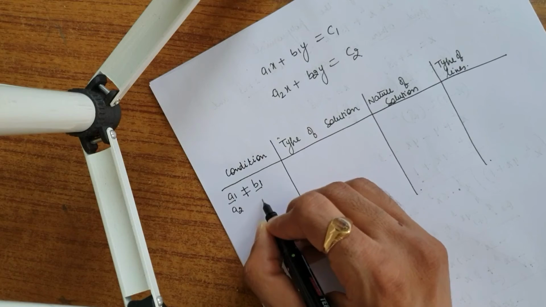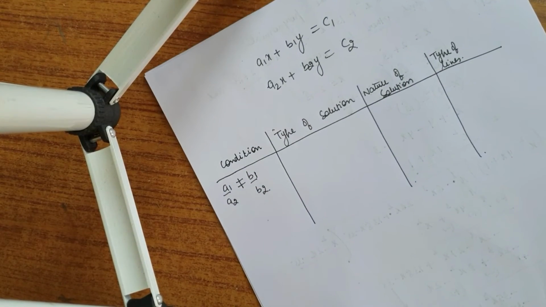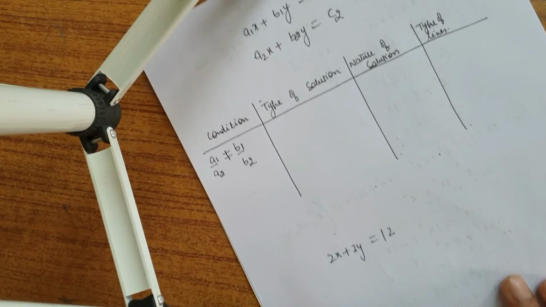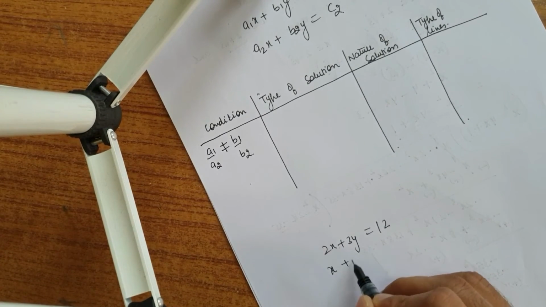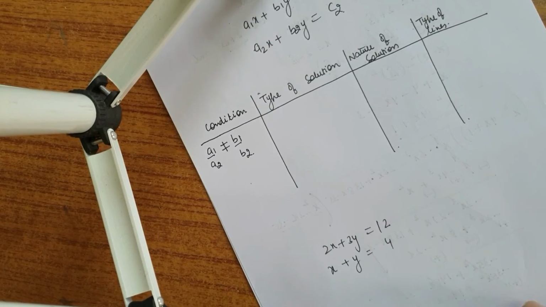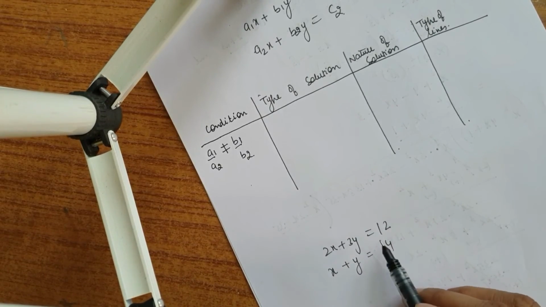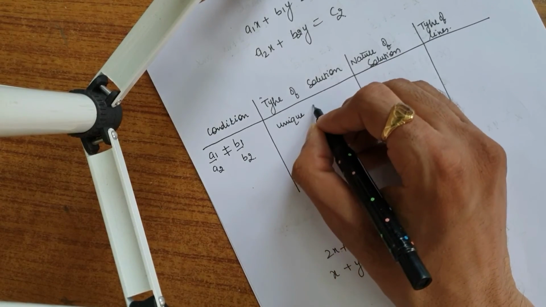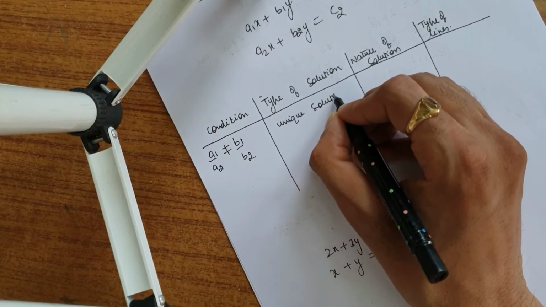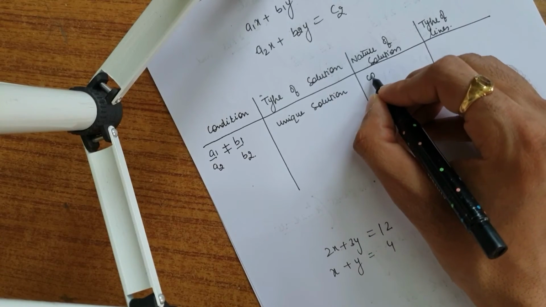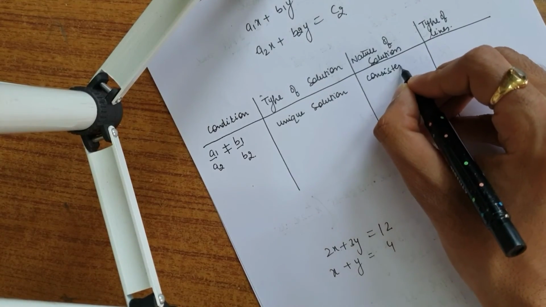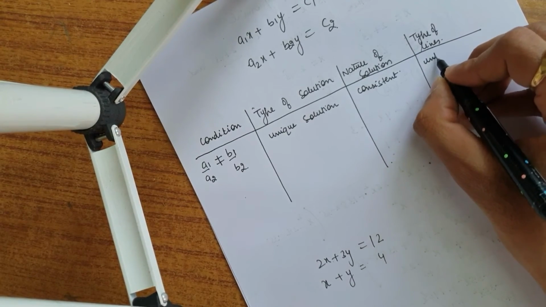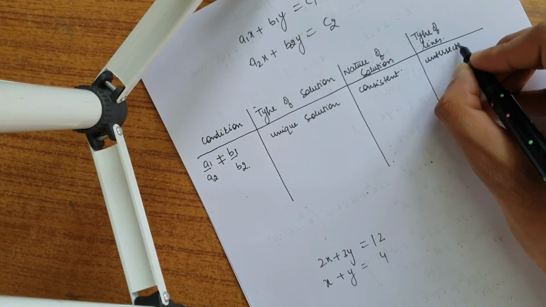Suppose these are the two equations and a1 by a2 is not equal to b1 by b2. Suppose 2x plus 3y equals 12 is your first line and the second line is x plus y equals 4. Then they will always have a unique solution. Type of solution is unique solution, which means only one solution exists. And what is the nature? Nature is consistent. And the type of lines you will get is intersecting.